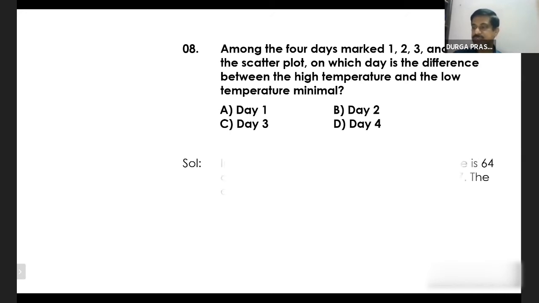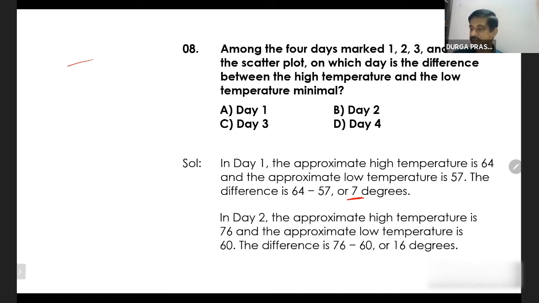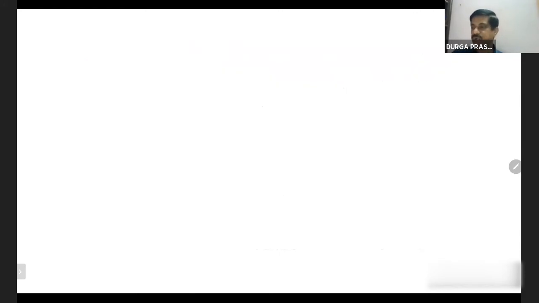So look at this. Let us look at the data instead of going back and drawing vertical and horizontal lines. We have already done it before. Day 1, the approximate high temperature is 64 and the approximate low temperature is 57. So the difference is 7 degrees. Day 2, it is 76 and 60, that is 16 degrees. The difference between high and low temperature should be minimal. So till now, in the first 2 cases, 7 degrees is the minimum. Let us go to day 3 and day 4 also and see.